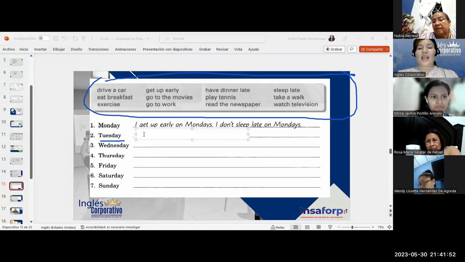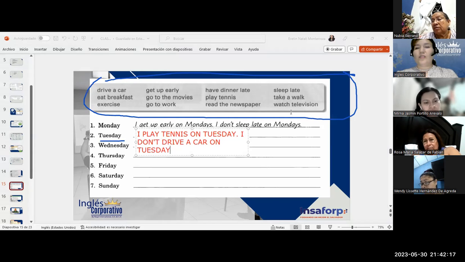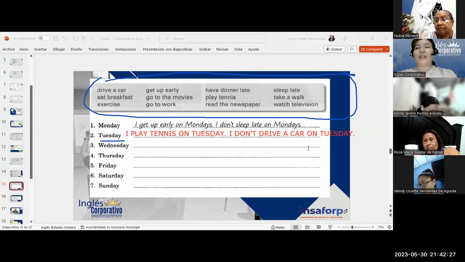Another example, you say, I play tennis on Tuesday. Okay. I don't drive a car on Tuesday. Okay, so there you have the two examples of the sentences that you are going to do. What activities do you do on that day? You can invent, okay? You can invent on the activity. And it says, I play tennis on Tuesday. I don't drive a car on Tuesday. I need you to take two sentences, two of the phrases that you have there, and complement that with the day. Go ahead.